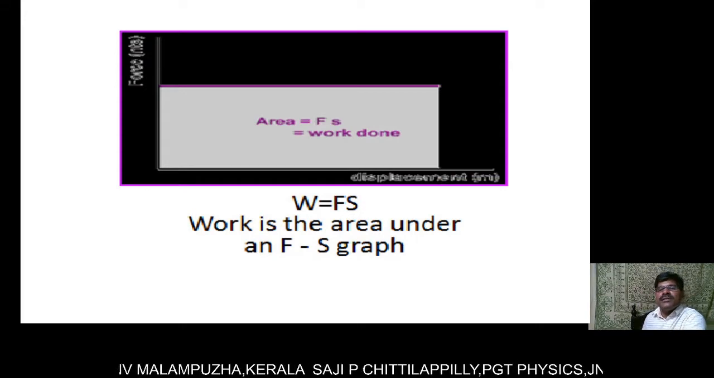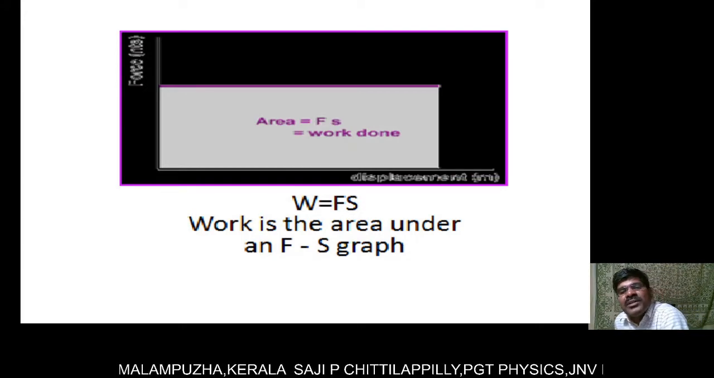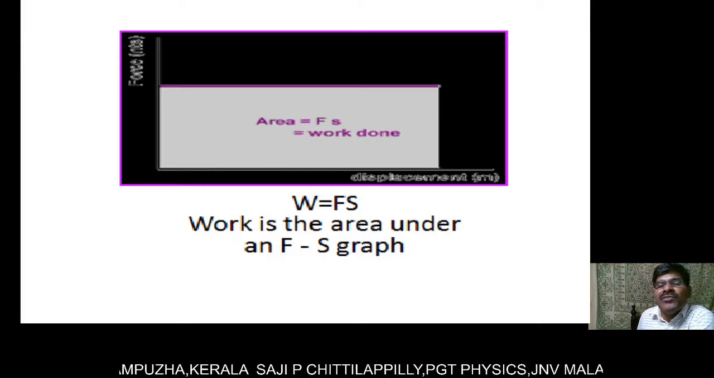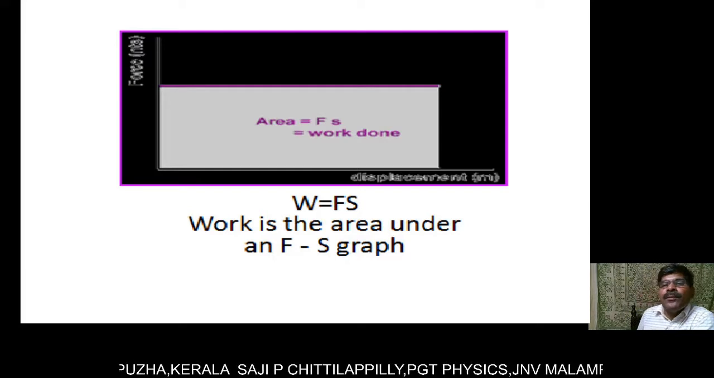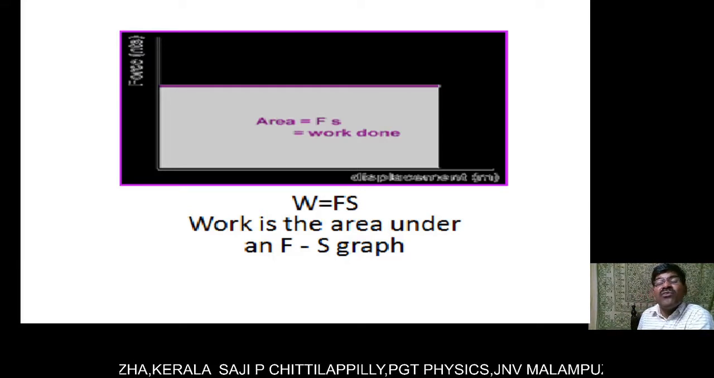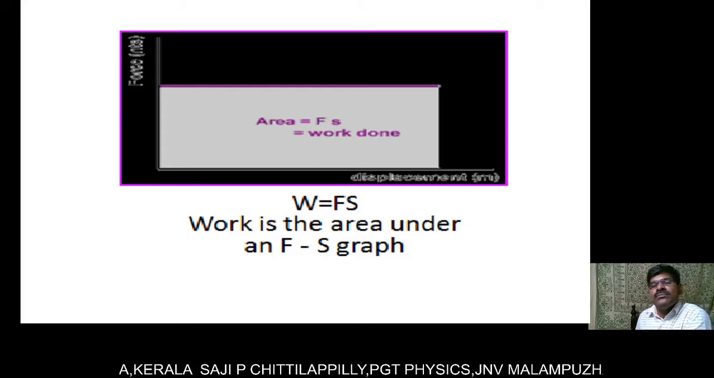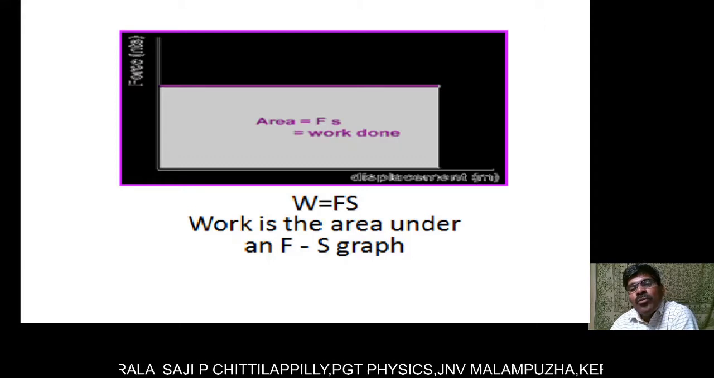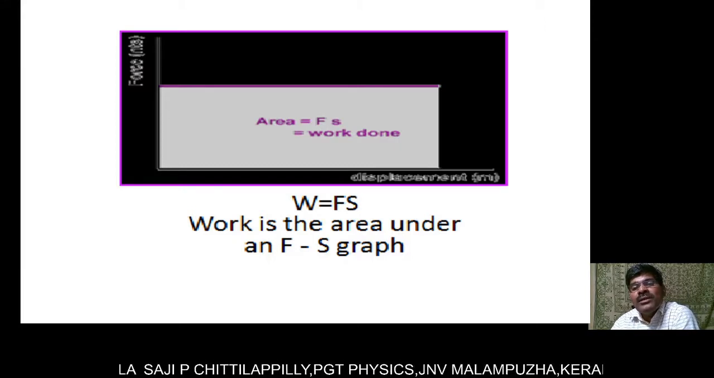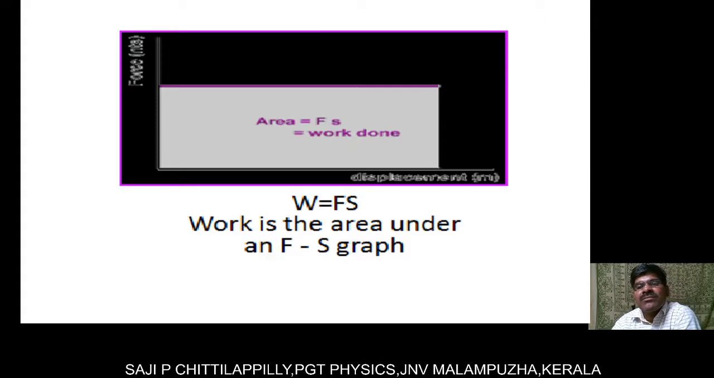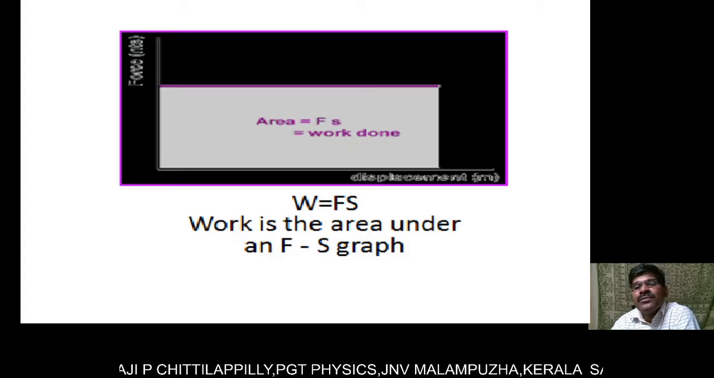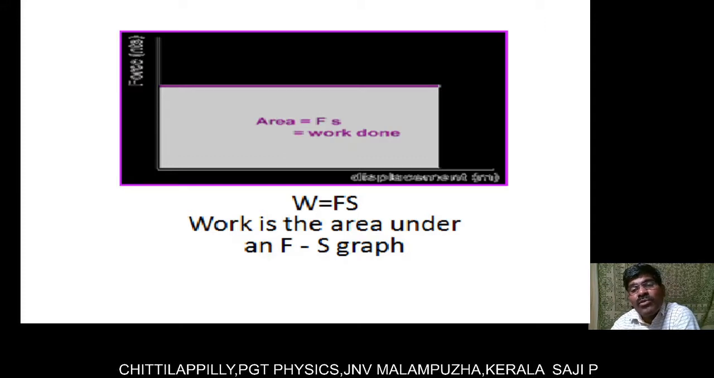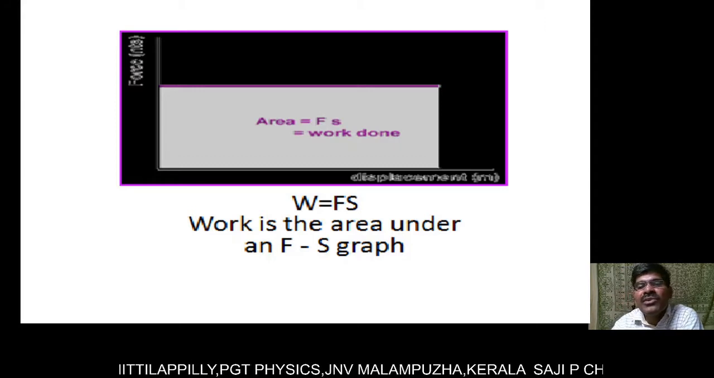If you draw a graph of force and displacement, we'll get a graph like this. The graph will be parallel to the displacement axis. Force is always constant. Consider 2 points and drop the perpendiculars from the points to the displacement axis. We'll get a rectangle. We can calculate the area of the rectangle, length into breadth. On one side, force, on the other side, displacement. Therefore, work done is equal to Fs.